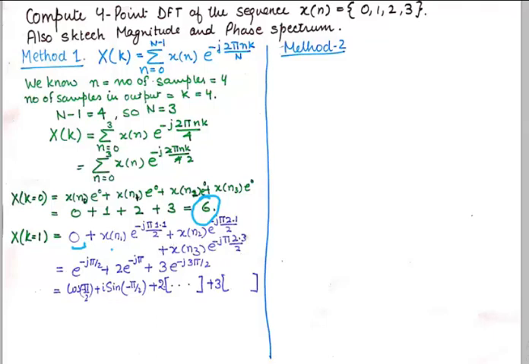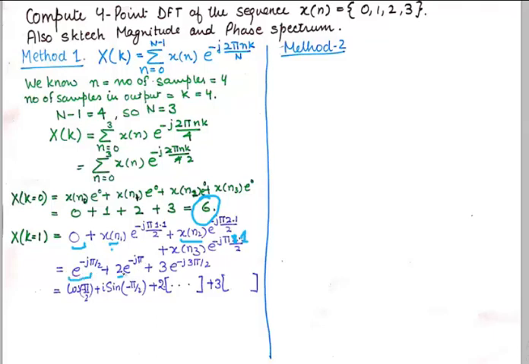And by the way, this is going to be 1. There's a mistake here. Oh no, this n will be 3 and k will be 1. So this is 3 into 1 upon 2. So we get x of n is 1 into e raised to the power minus j pi by 2. X of n is 2 into e raised to the power minus j pi.